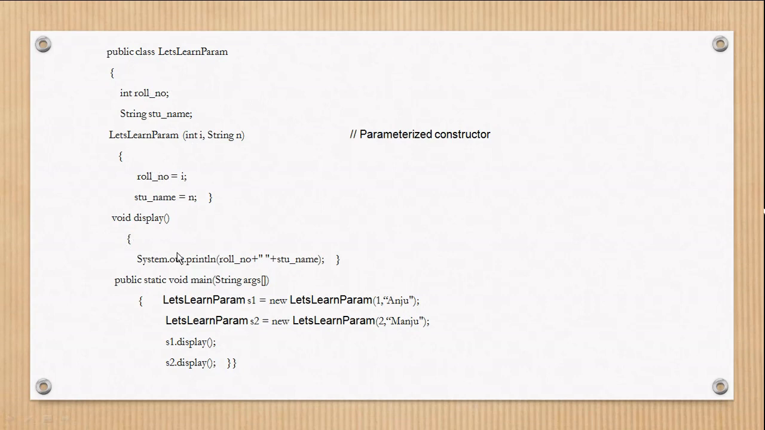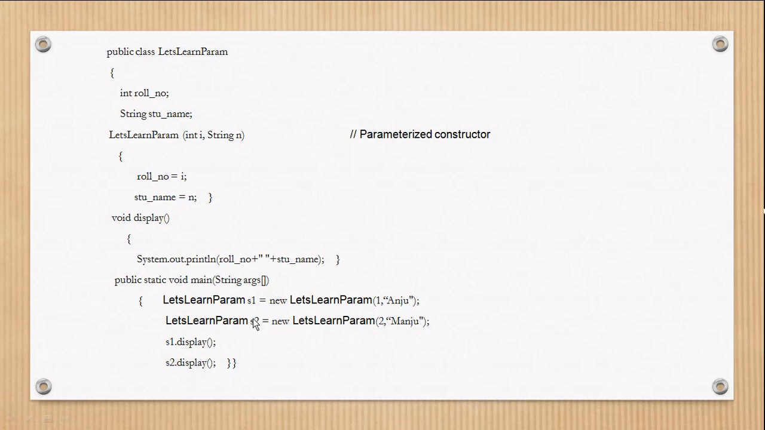Next, I have a display statement in the class. The display statement displays the roll number and student name. In main, I am creating an object variable for the class and calling the parameterized constructor. How many arguments have been passed? Two arguments. One is of integer type, another is of string type. So in this way, the class name is followed by the object variable, and the new keyword is used to create the object, followed by the parameterized constructor we are calling here.